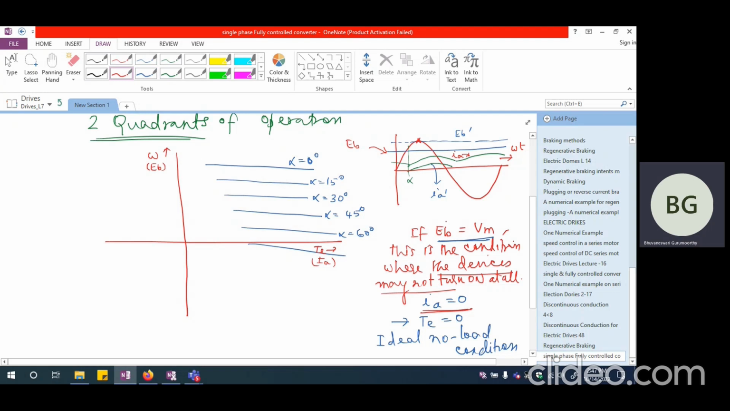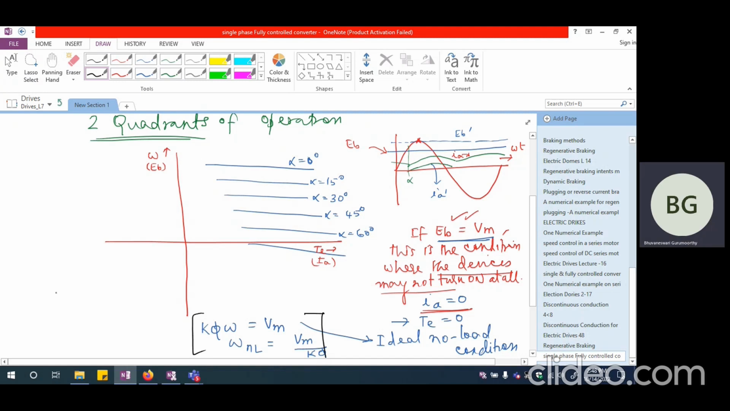So if none of the devices are getting fired, that means in all probability back EMF should be equal to VM. So I should be able to say K phi omega equal to VM under ideal no load condition. Which means omega no load speed will be Vm divided by K phi. This is the ideal no load speed which I will see for this motor drive.